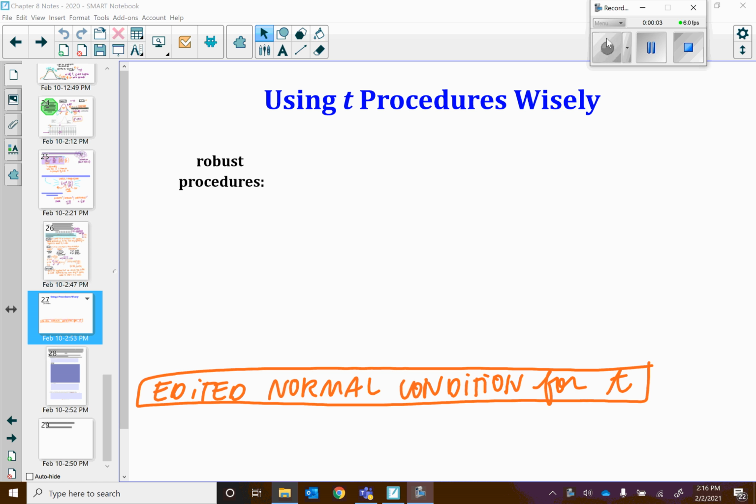Hello, we are going to finish our Chapter 8 notes with two things. The first is using T procedures wisely, and the second is one last example problem.